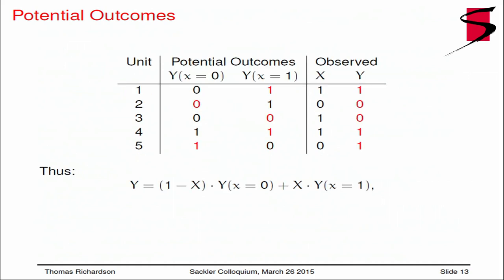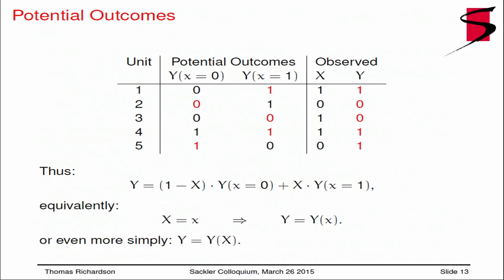Okay. So we could write this as saying that the observed outcome y is given by this simple expression: it's the potential outcome under placebo if x is 0, and otherwise the potential outcome under treatment, which we could also write in this way, or even more simply, we could just substitute the actual value of x into y in this way.